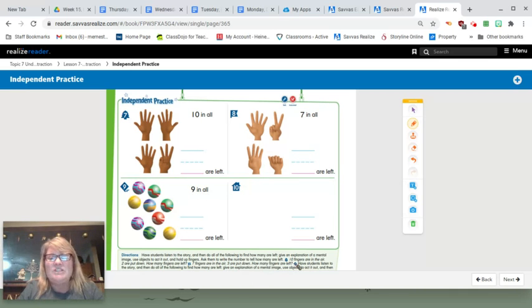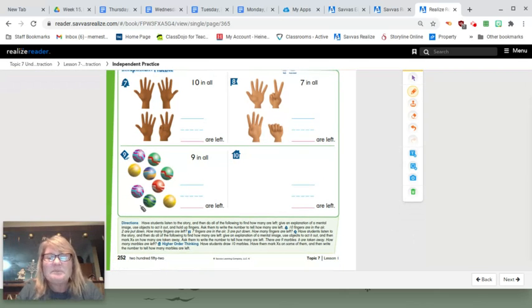And then the question down here says, listen to the story. Oh wait, I know I have to go down more. Now I can see the problem. It says, have students listen to the story and X how many are taken away. Ask them to write the number to tell how many are left. There are 9 marbles. 6 are taken away. How many are left? So if we start with 9 and 6 are taken away, we have to take away 6 of them. Let's mark off 6 of them.